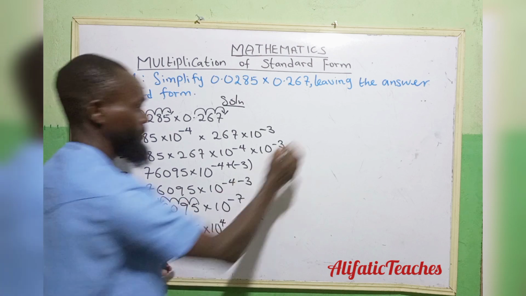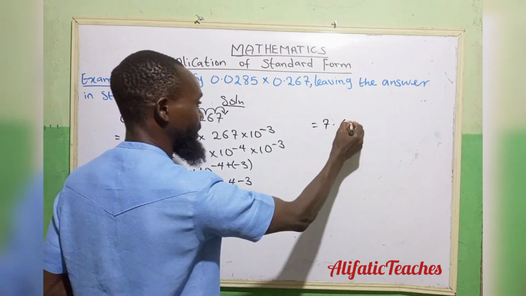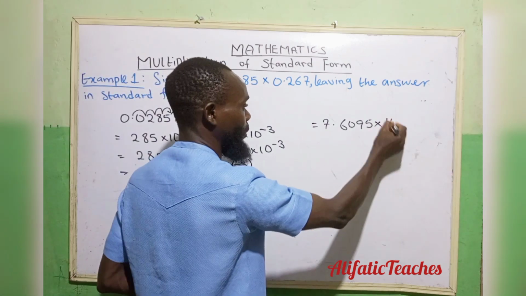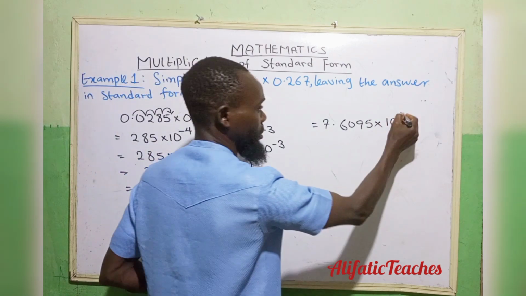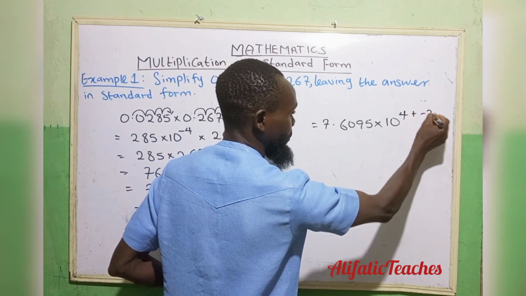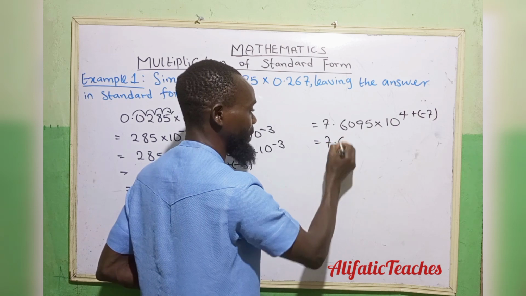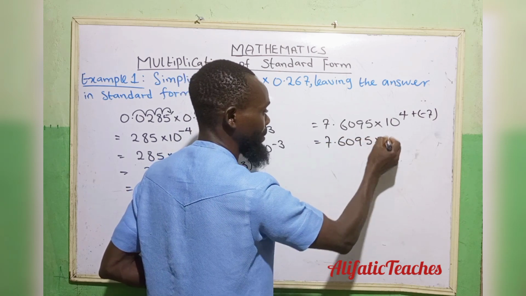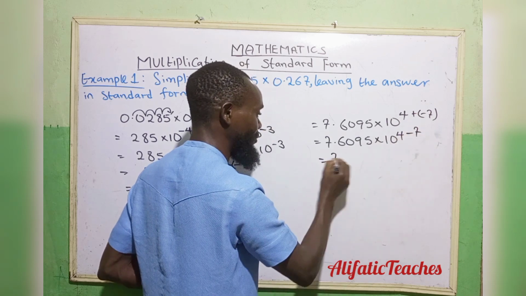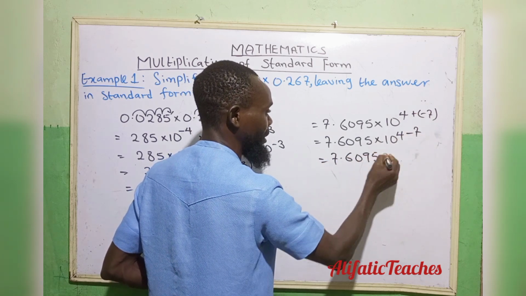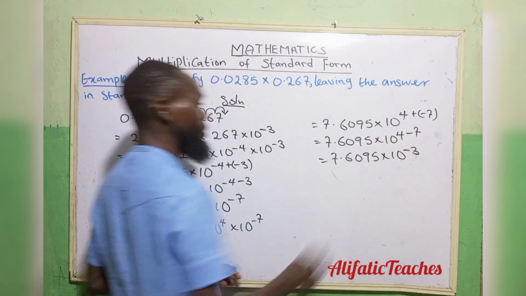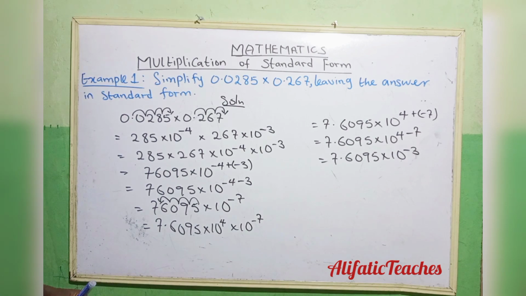So we have 7.6095 times 10 raised to the power 4. This multiplication changes to addition, plus minus 7. So we have 7.6095 times 10 raised to the power 4, plus and minus, minus 7. So we have 7.6095 times 10 raised to the power 4 minus 7, which is minus 3. So that is how to solve that.